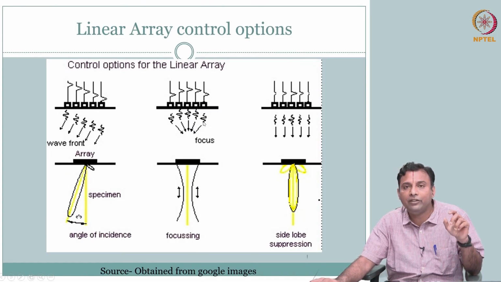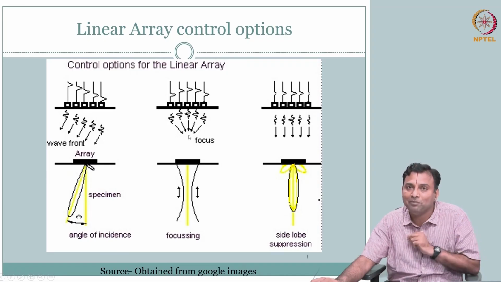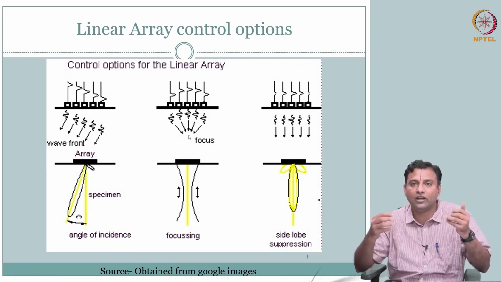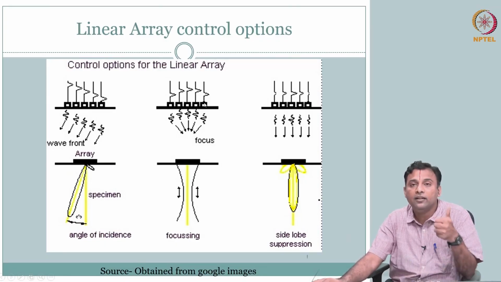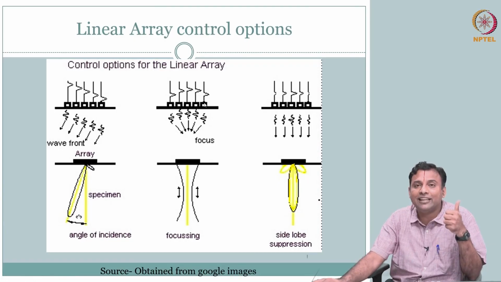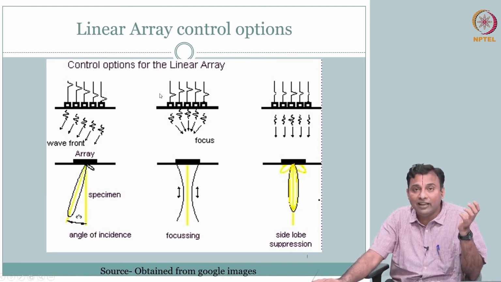If I want everything to come to focus at a particular location, this one will be excited last because it has to travel the least distance, since all of them assume the same speed in the material. This I send earlier, this earlier, probably symmetric. Then gradually reduce the time, sending after some delay, and finally you send this one. What will happen? All of them will leave the transducer at different times, but they all reach a particular location at the same time, coherently adding up. So you can control all this.